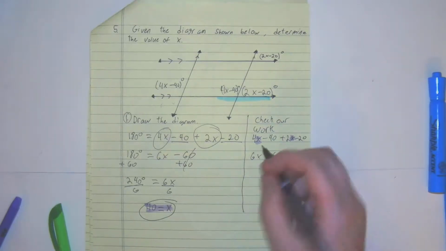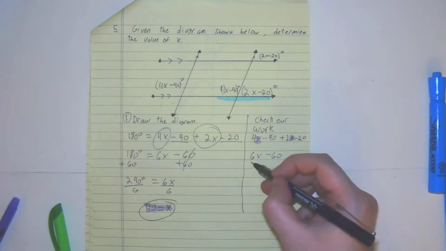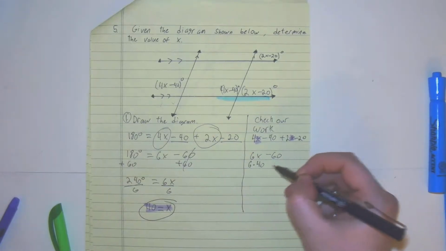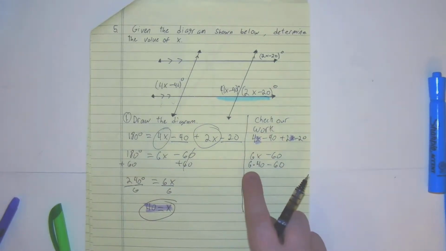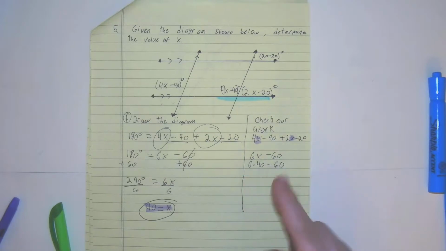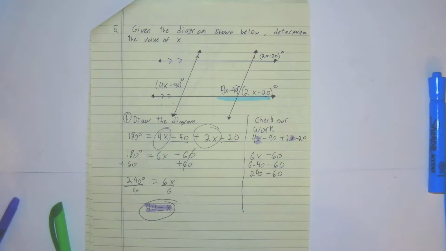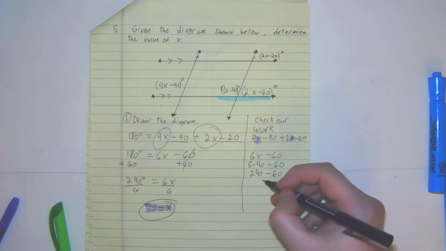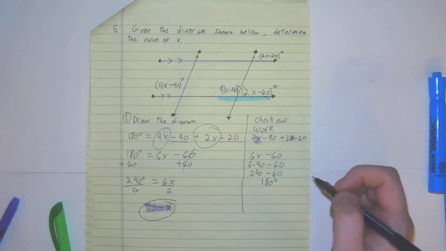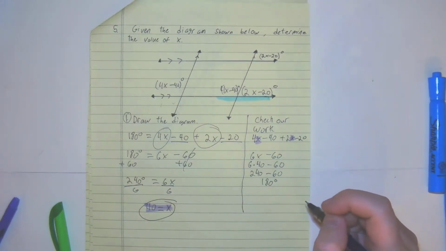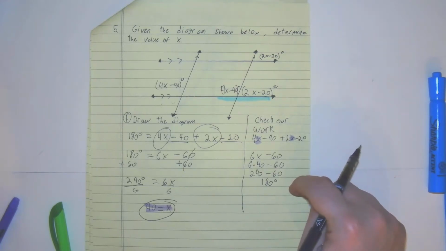6x will become, when we plug that in, 6 times 40 minus 60. You get 6, 12, 18, 24, 240. 240 minus 60. 240 minus 40 gives you 200. 200 minus 20 gets you 180, which equals the linear pair. So that expression does confirm it, so we did get it right.